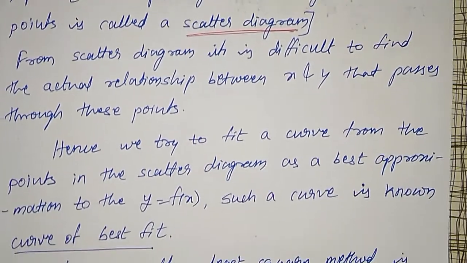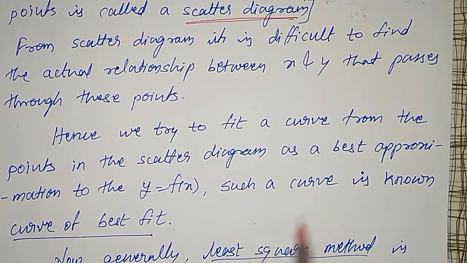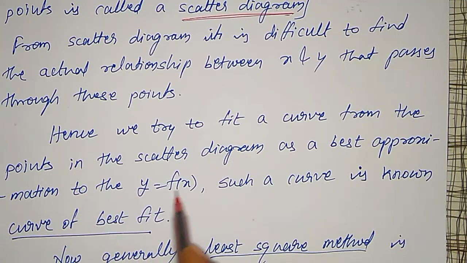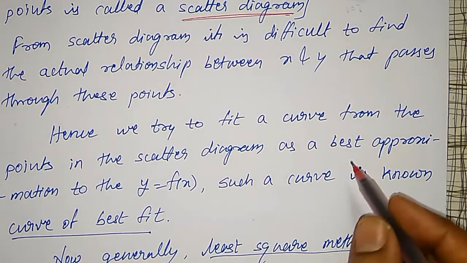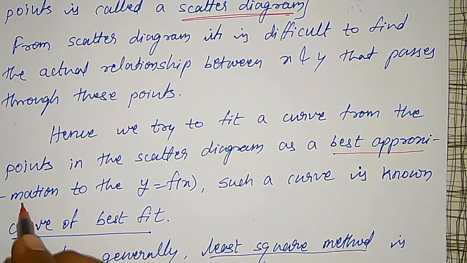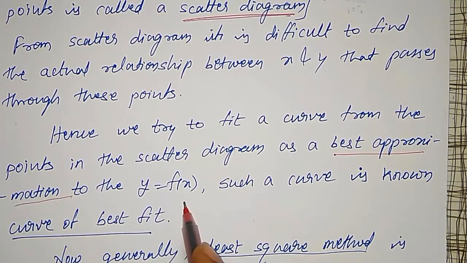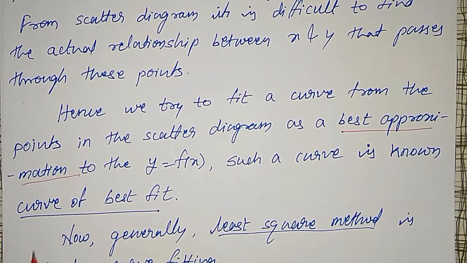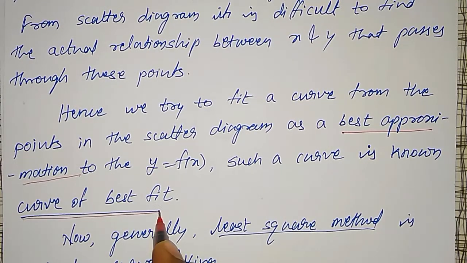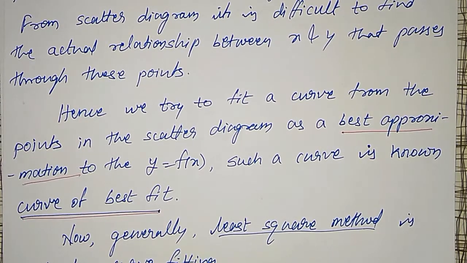Hence we try to fit a curve from the points in the scatter diagram, which is the best approximation for y equal to f of x. Such curves are known as curves of best fit. From the set of values or scatter diagram points, we are trying to fit a curve, and such a curve is known as the curve of best fit.